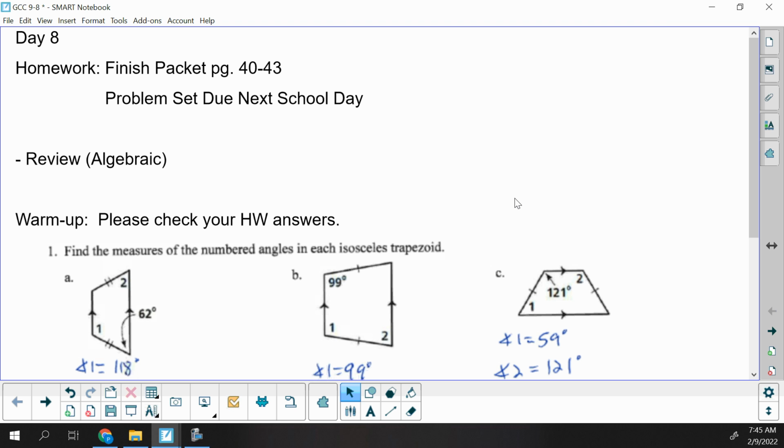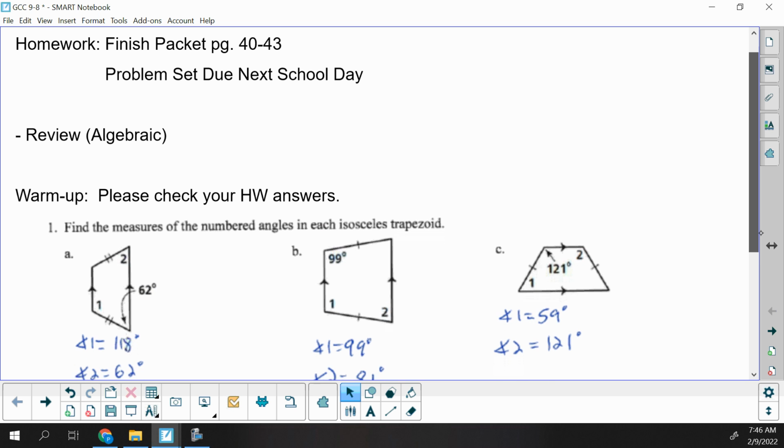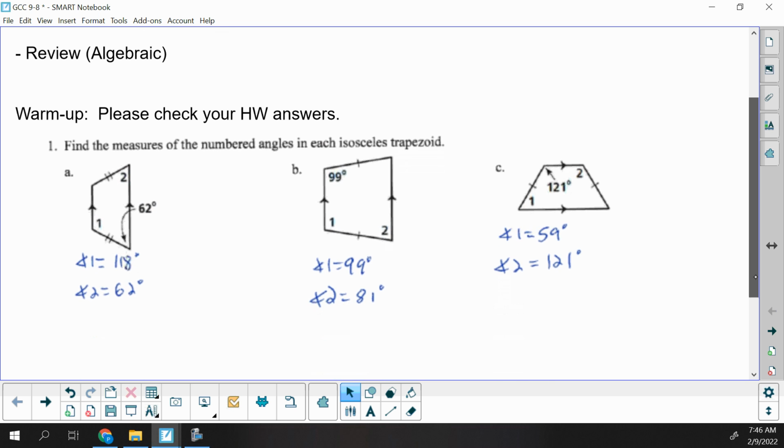All right, welcome to day 8. So today is our first of 2 review days. We're going to review the algebraic type problems in this video, and your homework will be whichever ones we don't do from pages 40 to 43. So we'll bounce around a little bit within there, and then the leftover ones are the ones that you will do for homework. So you can be putting that in your planners. There is no warm-up. We'll just be going over the homework.